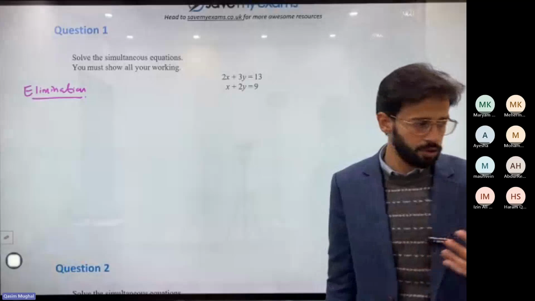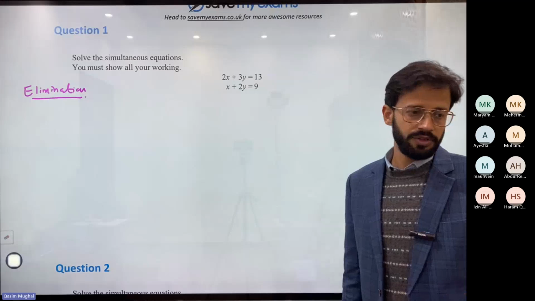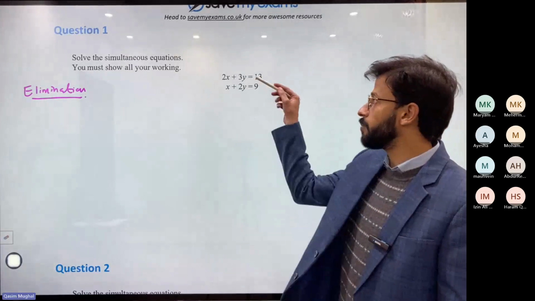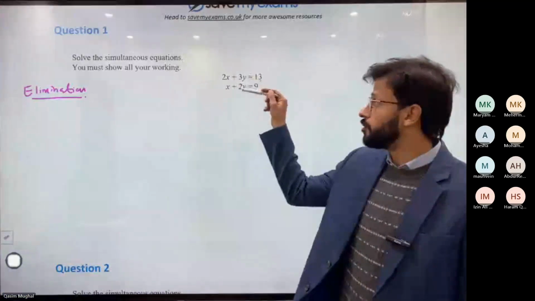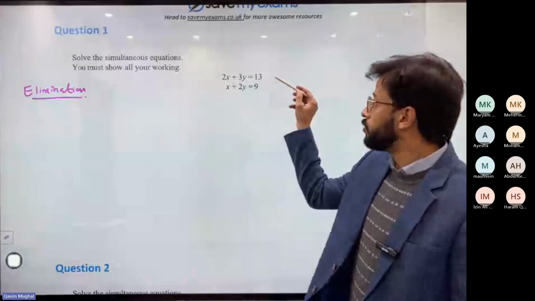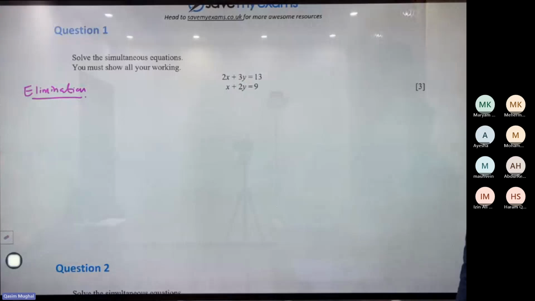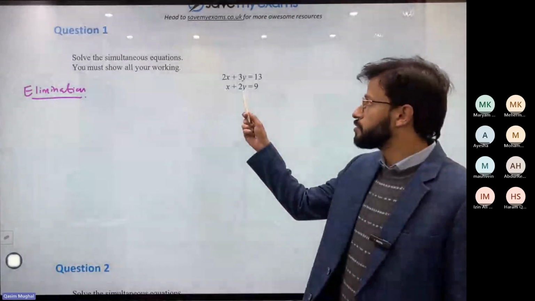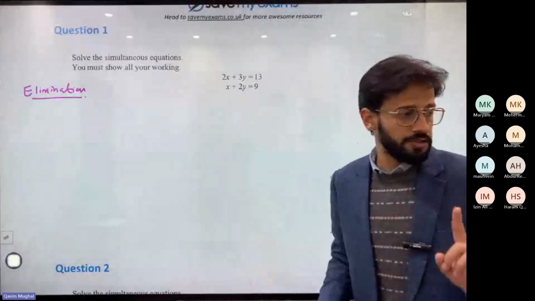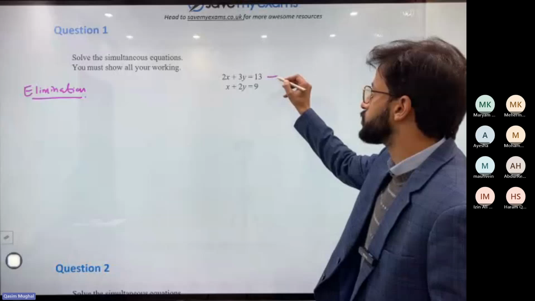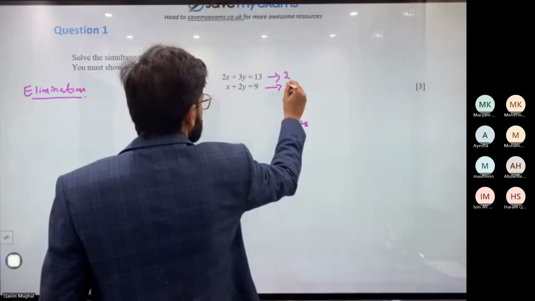For example, if I want to make the coefficient of y same in both equations, we will look for a common multiple of 3 and 2. What is a common multiple of 3 and 2 both? 6. Now here you need 6. How would you make this 3 as 6? By multiplying it with 2. And how would you make this 2 as 6? By multiplying with 3. So if I want to make the coefficient of y same, I need to multiply the first equation with 2, and the second equation with 3.